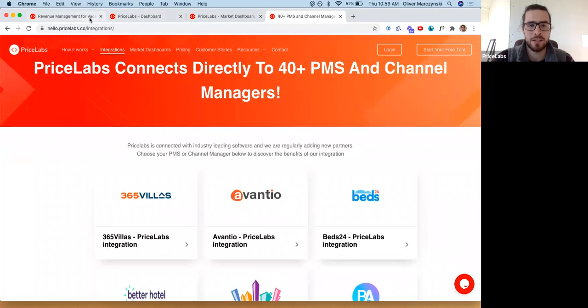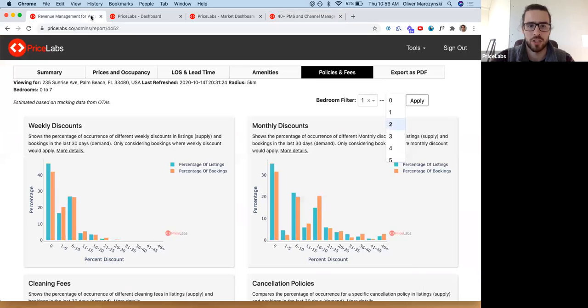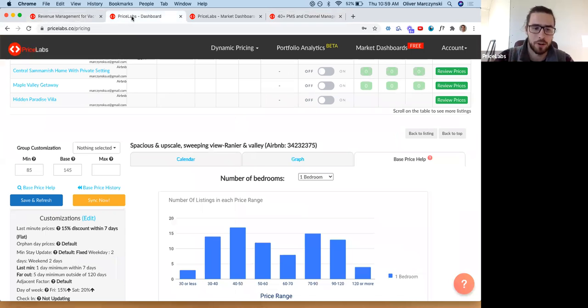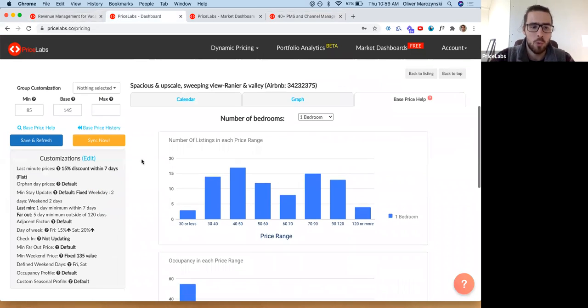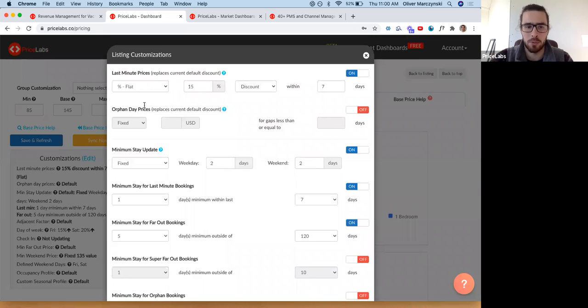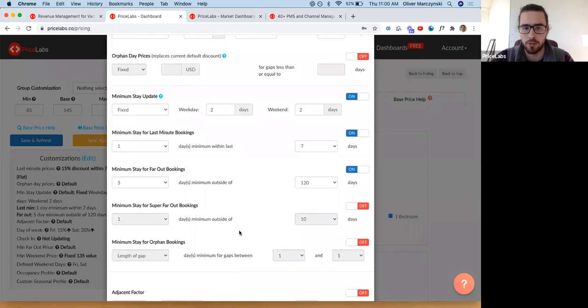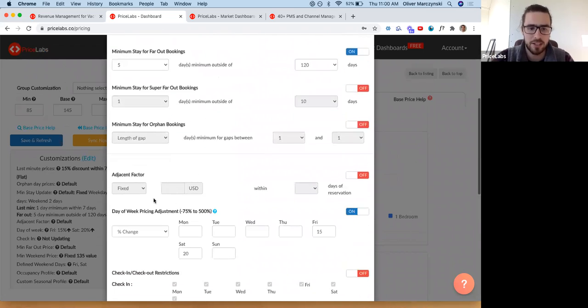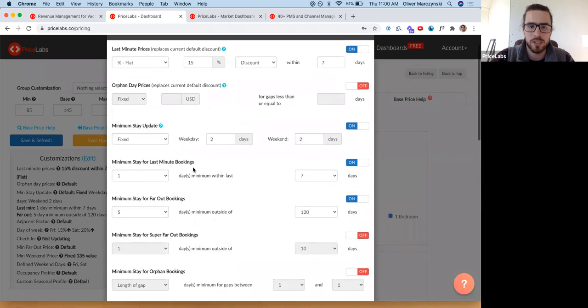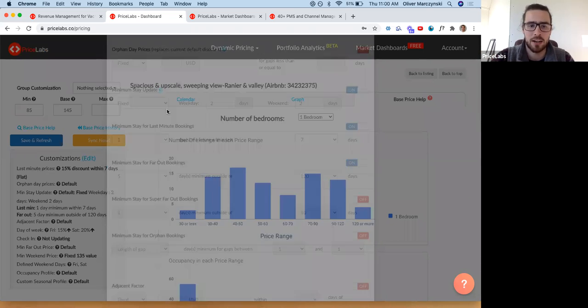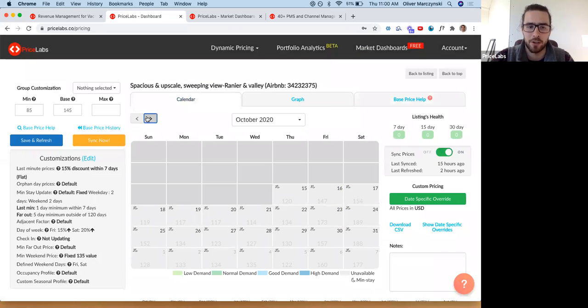Perfect. And one thing to note on that question about sending all of our functionality to the PMSs: when we look at things like customizations here, it seems pretty intimidating. We're talking about last minute discounts, cascading minimum stays, different adjustment factors and everything. We're not sending these rules over to the PMS. All of these rules get executed in PriceLabs to come up with this pricing calendar here.